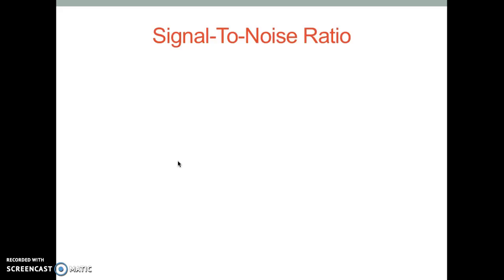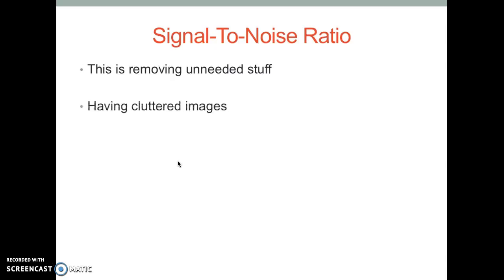So our first topic is going to be signal to noise ratio. This is going to be everything that's on the screen and removing the stuff you don't need. When you start having a lot of cluttered images, a lot of quotes, a lot of text, a lot of overlaying stuff, it gets to be real cluttered. The audience can't really understand what's going on, so you need to simplify that down just to your main point and what you have to have.